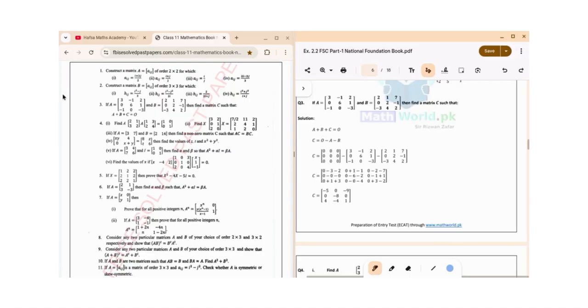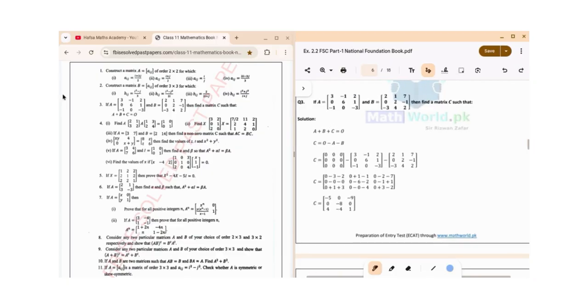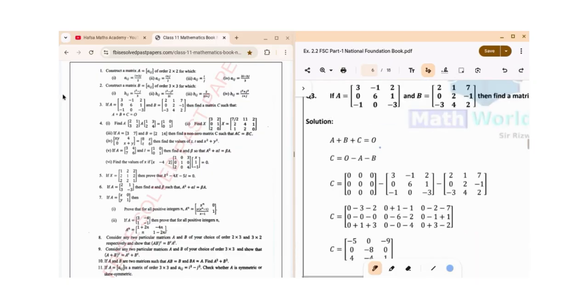I'm going to start with question number 3. If matrix A is equal to this and matrix B is equal to this, then find a matrix C such that A plus B plus C should equal 0. If you look onto my solution side, I have written A plus B plus C, well, not me, Sir Rizwan has, is equal to 0. That's the given that they've given us.